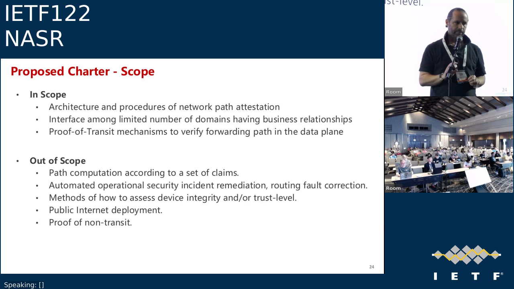We don't want to do any path computation according to any set of claims. The routing part is out of scope, okay. Operational security incident remediation and stuff like that, out of scope. The methods on how to assess the integrity of trust level, this is more into RATS technology. What we want to do is define a way to express the claims, okay, and receive the attestation back, so that we can make a choice on which path to choose.